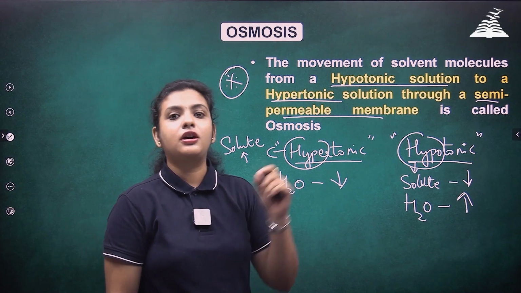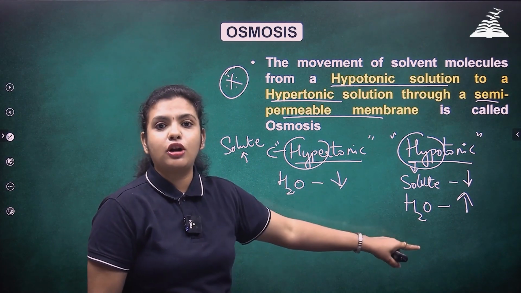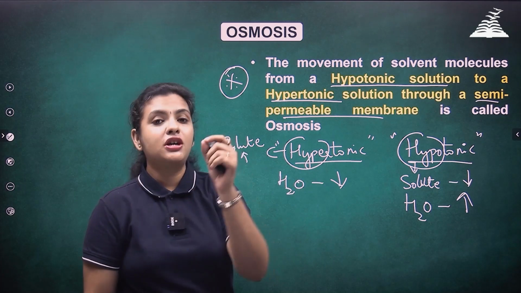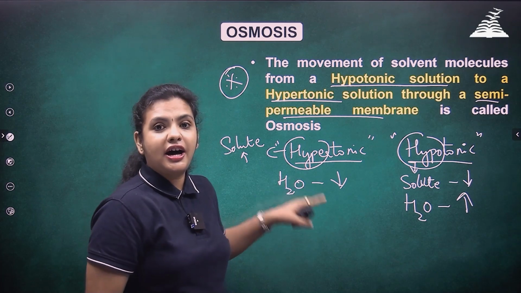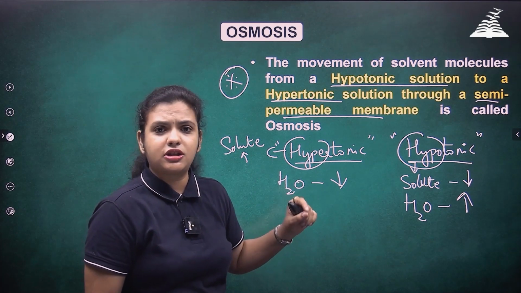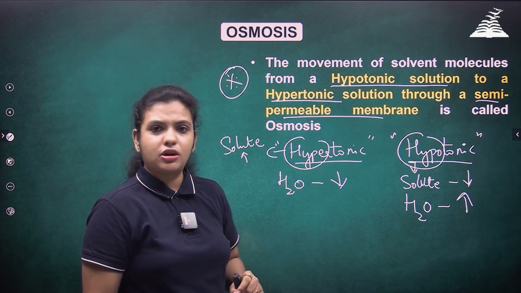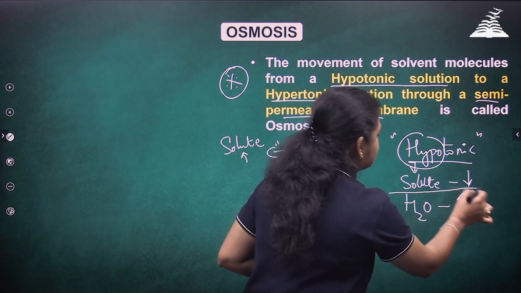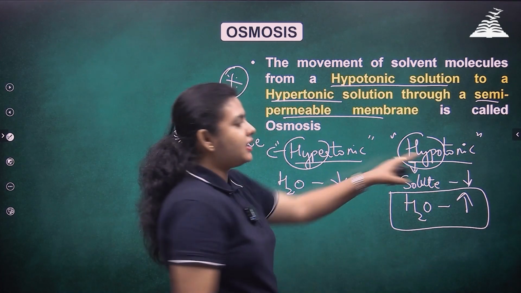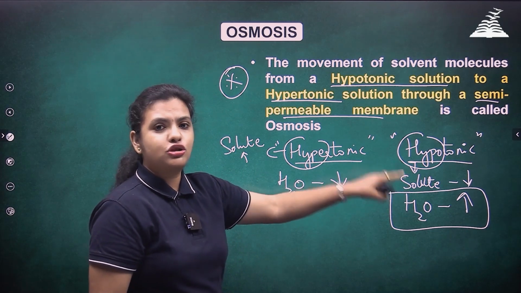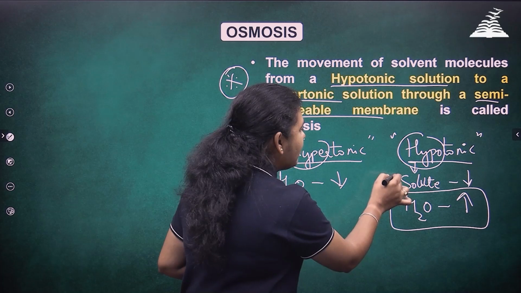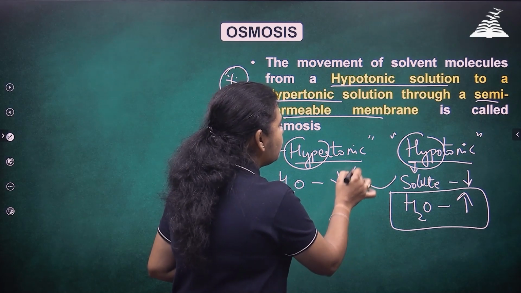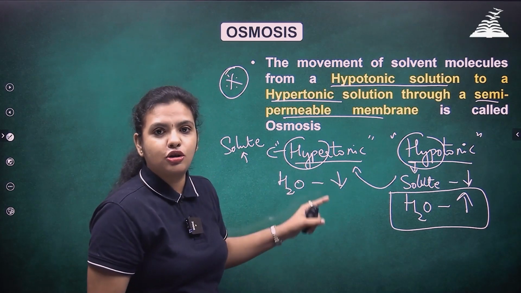Movement of water molecules, not solute molecules, solvent molecules. Water is going to move from higher concentration to lower concentration. Where is the concentration high, students? Yes, it is going to be high in hypotonic solution. So, where is the movement of water happening? It is going to happen from hypotonic to hypertonic solution.